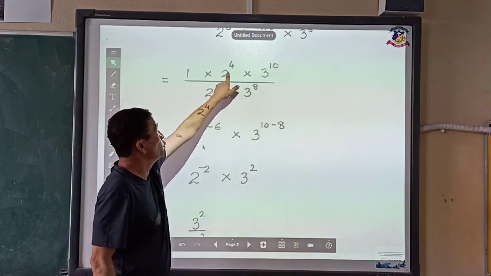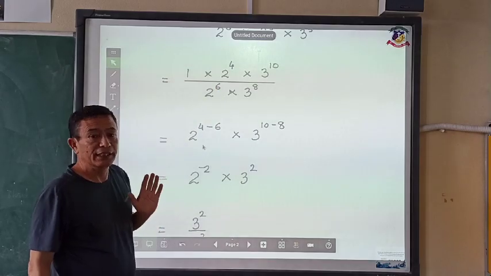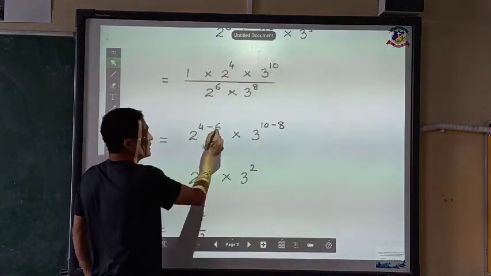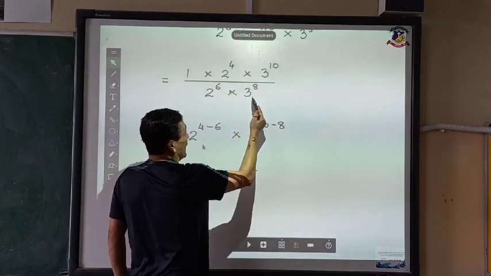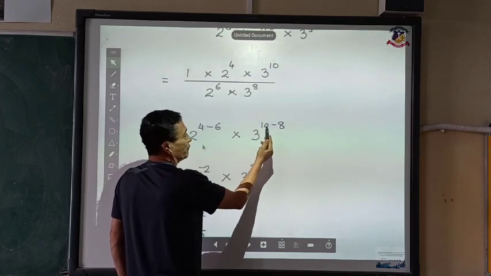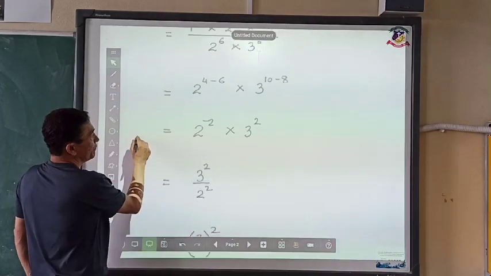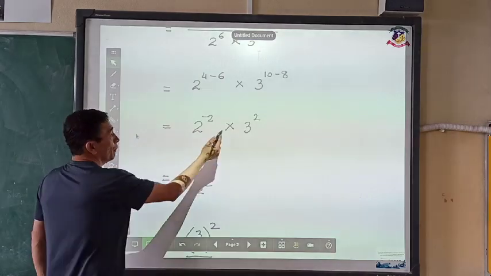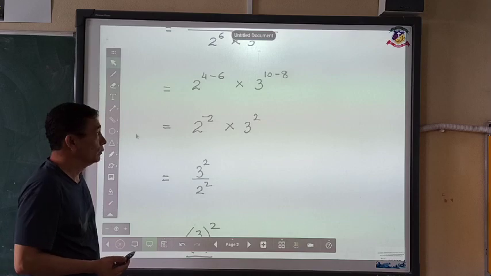Now this is 2 to the power of 4 in the numerator, 2 to the power of 6 in the denominator. So I can write it as 2 to the power of 4 minus 6, multiplied by 3 to the power of 10 upon 3 to the power of 8, which can be written as 3 to the power of 10 minus 8. That gives me 2 to the power of 4 minus 6, which is minus 2, multiplied by 3 to the power of 10 minus 8, which is 2.